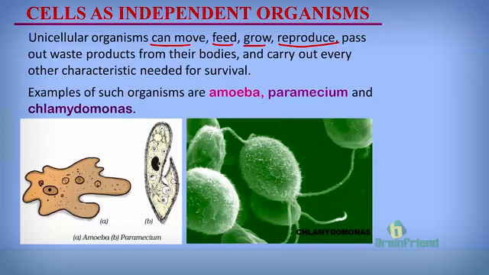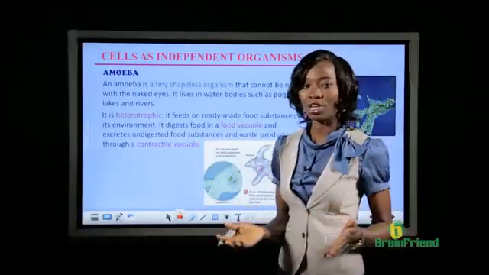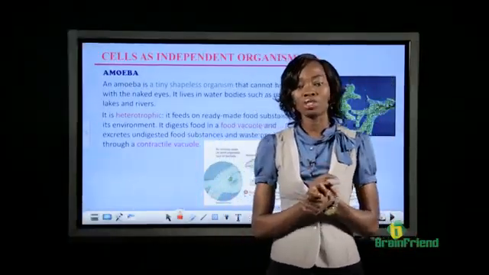So you see, it does not matter if an organism consists of just one cell. The important point is that the cell is able to carry out the basic characteristics of life. Examples of organisms that are made up of just a single cell are amoeba, Paramecium, Chlamydomonas, and bacteria. In all of these organisms, their bodies consist of just one cell. We're going to look at these different organisms one after the other. Just look at a few examples of these organisms.